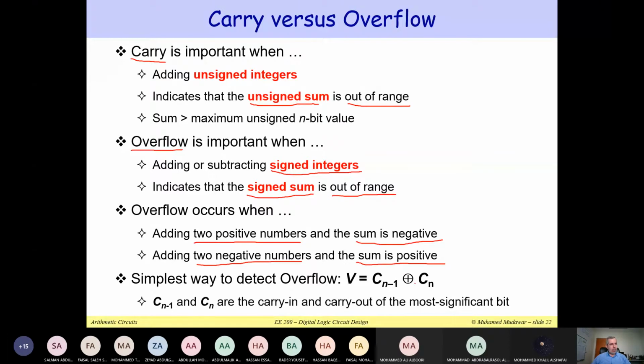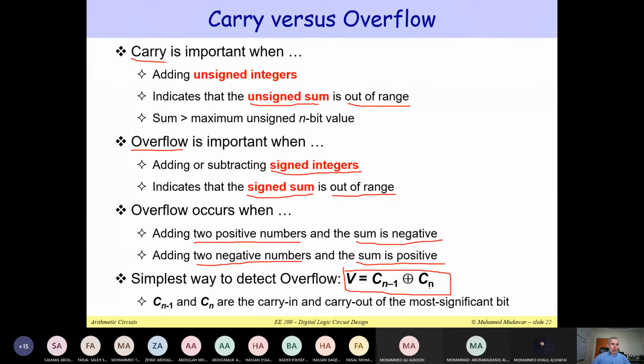There is another way to detect overflow. We say that overflow, which is represented here by V, is the XOR of the last two carries, Cn-1 XOR Cn. So Cn-1 is the carry on the most significant bit, and Cn is the final output carry. So if these two carries are different, then in this case you have overflow. If these are the same, then there is no overflow.